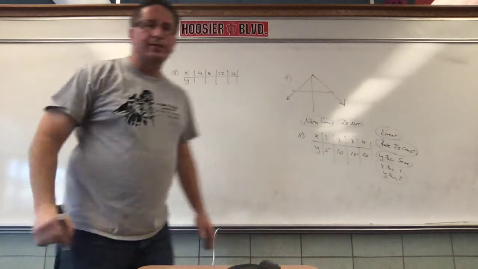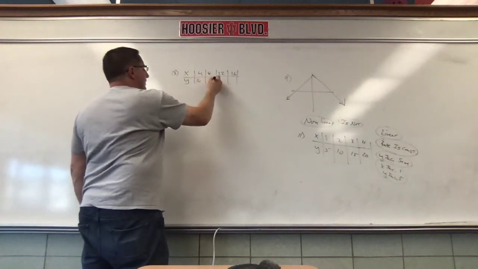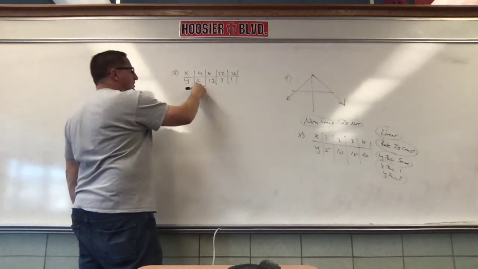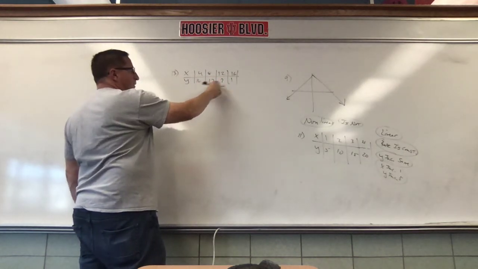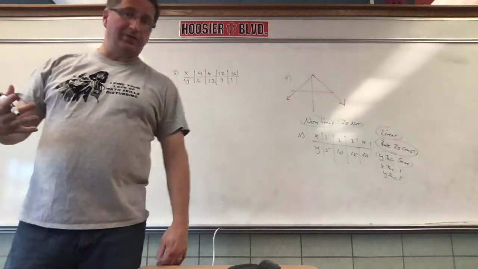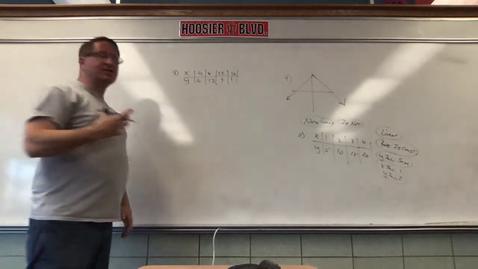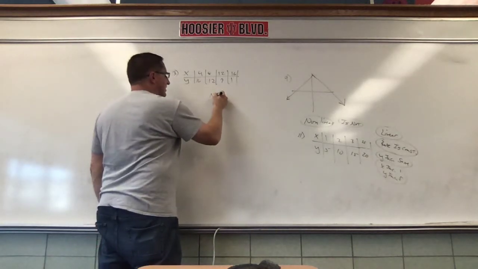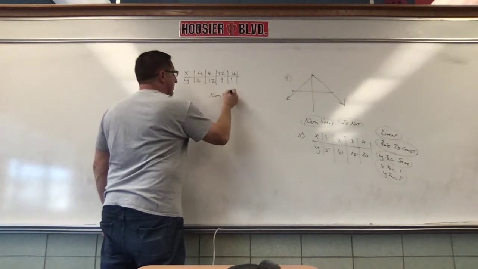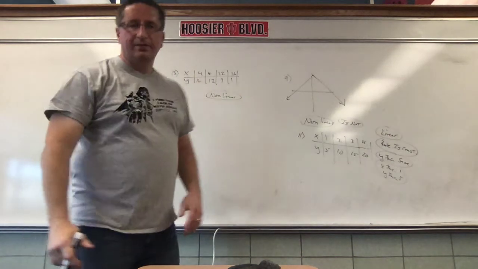Then 16, 12, 7, 1. From 16 to 12, it went down 4. From 12 to 7, it went down 5, which is close to 4, but not good enough. It's not changing by the same amount. So this is non-linear. This is not a linear function.